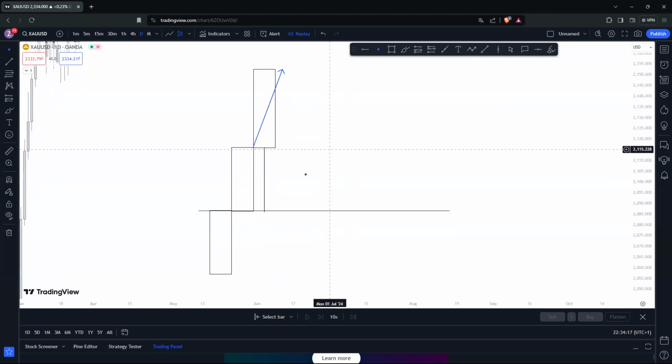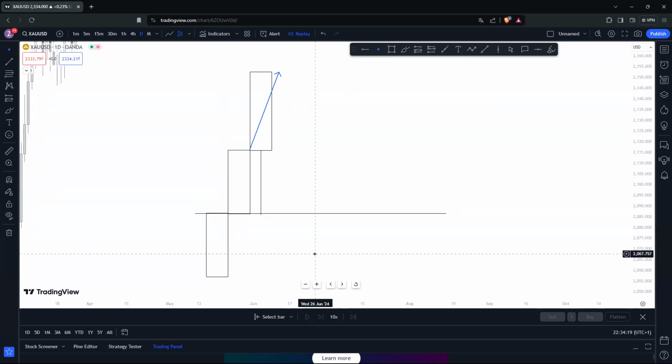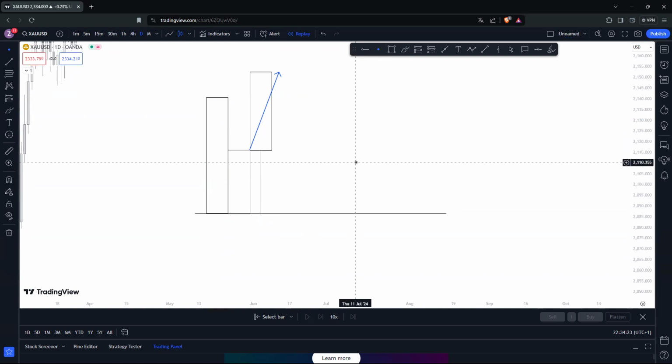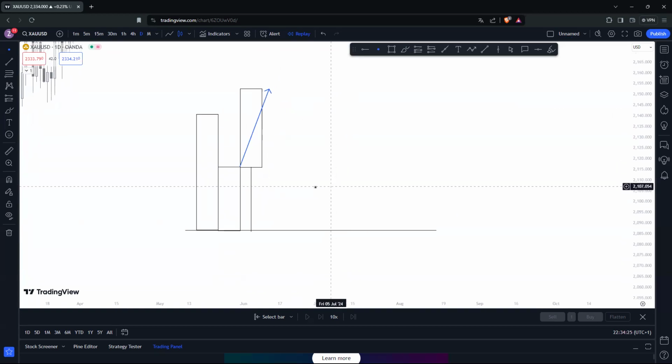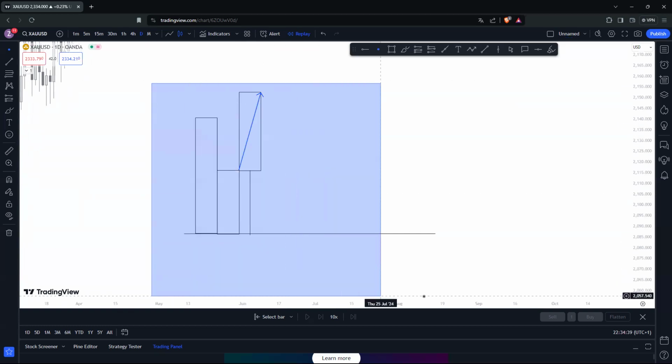So this is the CC. Now, it doesn't only work on gaps, obviously. You can use that on a V level, right? Or an RBS, SBR, a QM, it doesn't matter. Now, this is a V level that is acting as a support because price was above it. So price is going to reject it and close as a bullish candle. So that can be your CC.